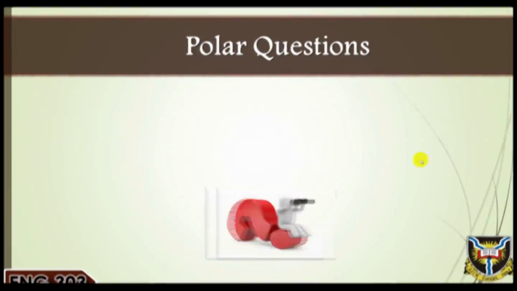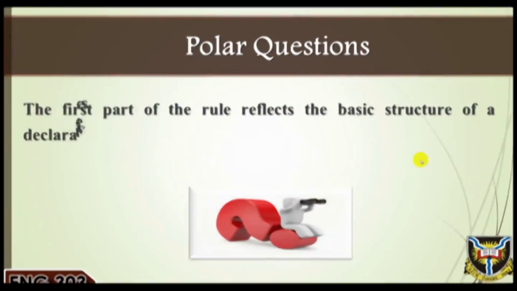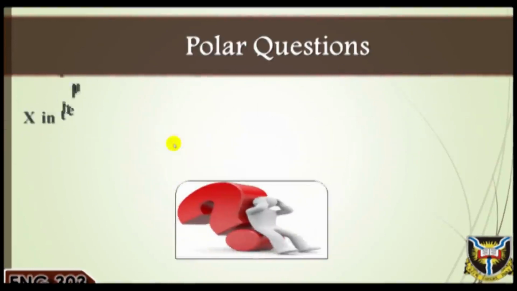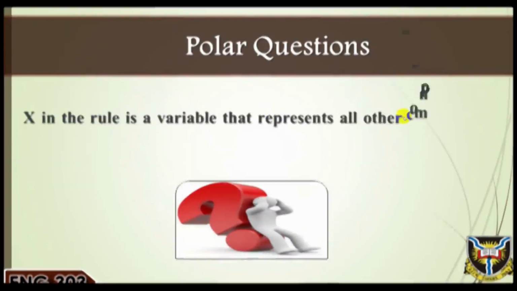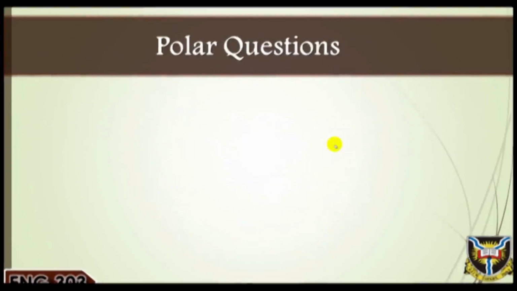The first part of the rule reflects the basic structure of a declarative sentence, while the second part is the structure of a polar question. X in the rule is a variable that represents all other components that occur after the verb. Here are some examples. We shall pray. Shall we pray?